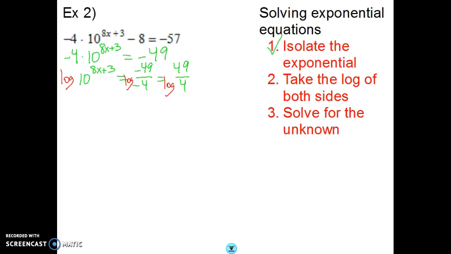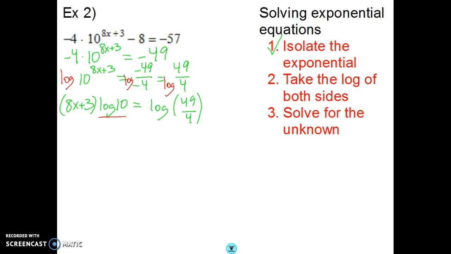We are going to end up with log of 10 to the 8x plus 3 is equal to log of 49 over 4. Now the reason we do this again is to bring the variable out of the exponent. So 8x plus 3 times log of 10 is equal to log of 49 over 4. Now at this point you may recognize, if you're getting the hang of what logs mean, that log of 10 here is actually just 1. And in that case, that makes it a little bit shorter.